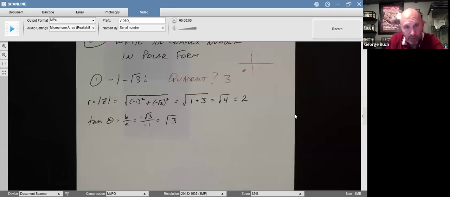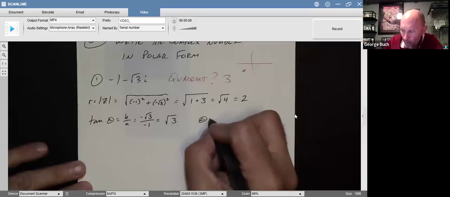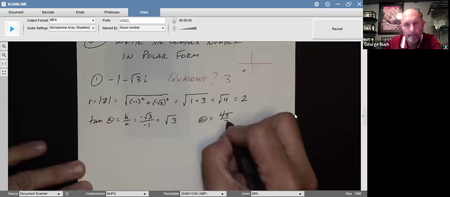Then I'm asking myself, where in quadrant 3 is tangent equal to square root of 3? Well, from our first quadrant, we know that pi over 3 gives root 3. So I want the radian measure in quadrant 3 that has 3 in the denominator. That's 4 pi over 3.